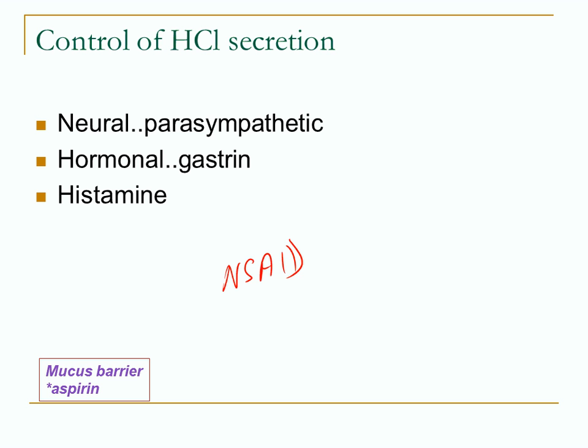Helicobacter pylori also can damage this mucus barrier and burrow its way in between the cells, and that's how it causes gastric ulcers.